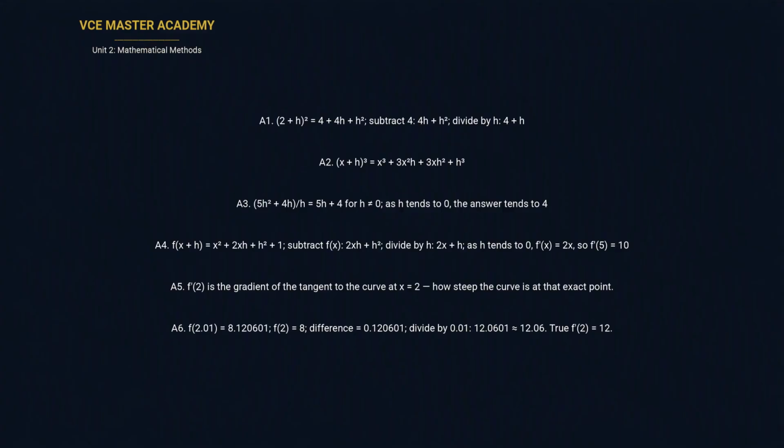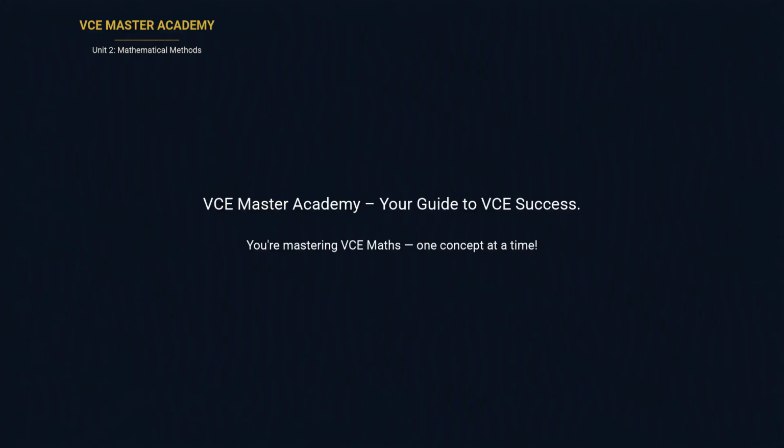And question 6. f of 2.01 is 2.01 cubed, which is 8.120601. Take away f of 2, which is 8, and you get 0.120601. Divide by 0.01, and the approximation is 12.0601. Round it, and it's 12.06. The true value of f dashed of 2 is 12, so our little h gave us a very good estimate, and that's the derivative, from the ground up.